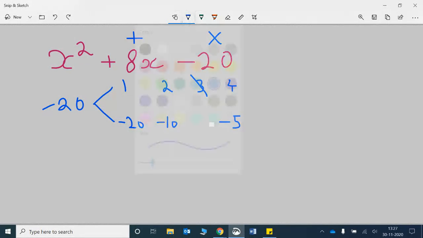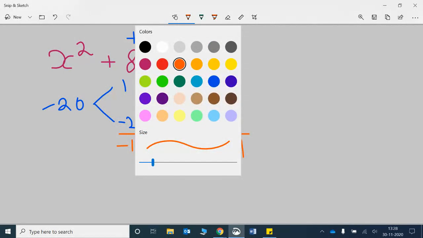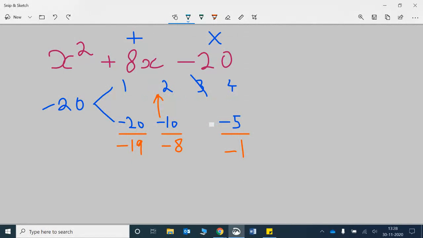Now I'm going to add these things together, and you can do that on your calculator. 1 plus minus 20 gives us minus 19. 2 plus minus 10 gives us minus 8. And 4 plus minus 5 gives us minus 1. Now you can see here that minus 8 is the closest to getting plus 8. Because this is minus 8, we've got our signs the wrong way around. So I'm just going to move the sign up here. So the answer now is going to be minus 2 and plus 10.